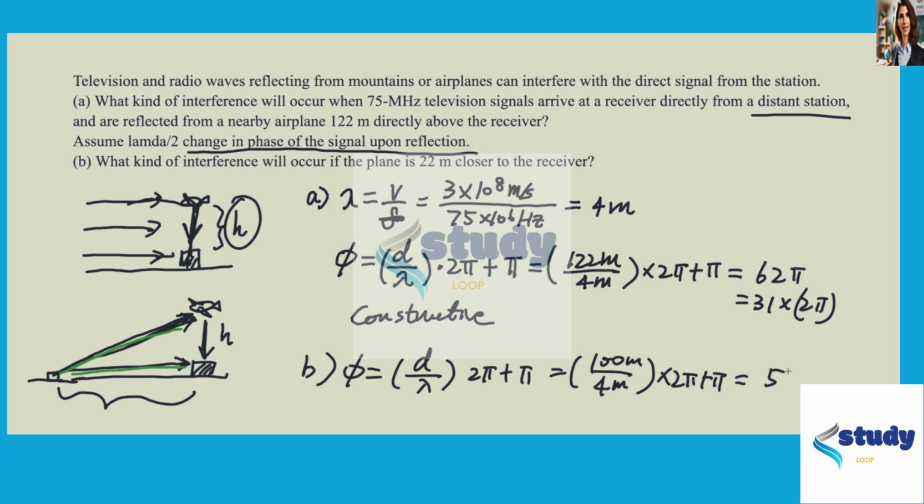Now we have 51 pi, which is 25.5 times 2 pi. So now we do not have an integer, we have a half integer. And what that means in phase difference is that if we have a half integer times 2 pi, then the interference is destructive. So if the plane happens to be a little bit lower, the television signal we get will actually be a lot weaker.